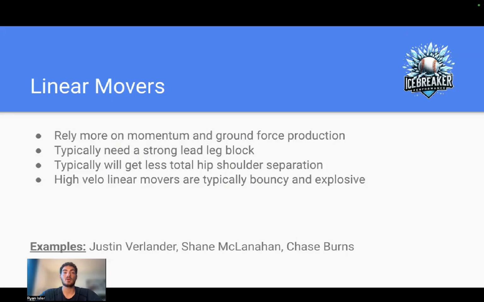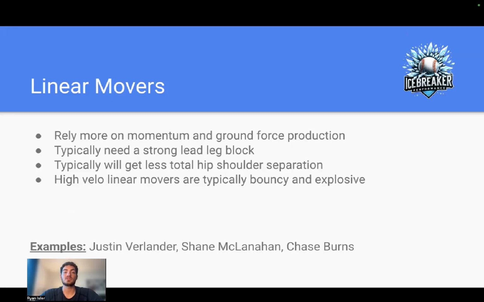But it's more of a collision with the ground, right? They're putting the car in a very fast acceleration and then slamming on the brakes and generating force that way, right? So typically these guys aren't going to get as much hip shoulder separation as a rotational mover. They're not going to get into a ton of deep ranges of motion a lot of the times. But they are typically very athletic guys. They're very bouncy. They can jump, they can sprint, they're very explosive.